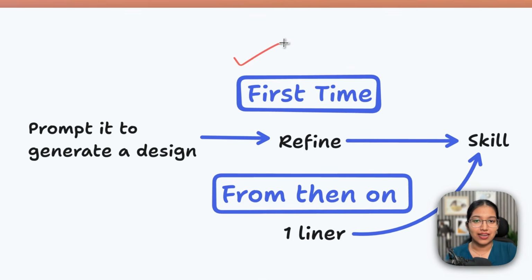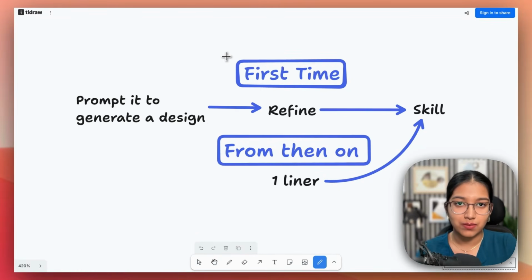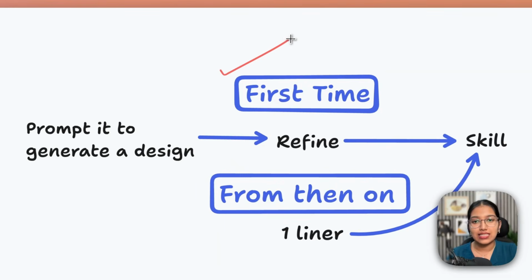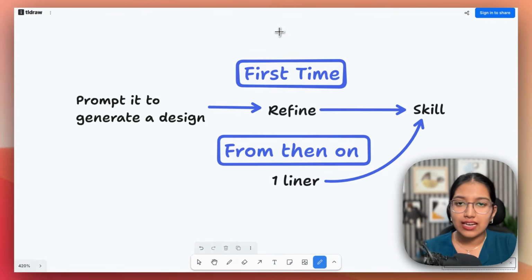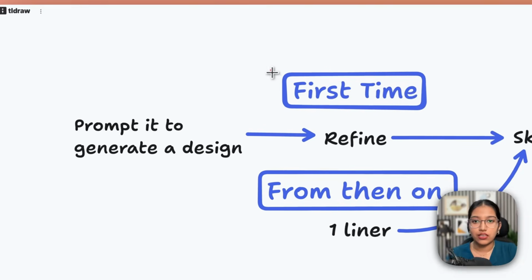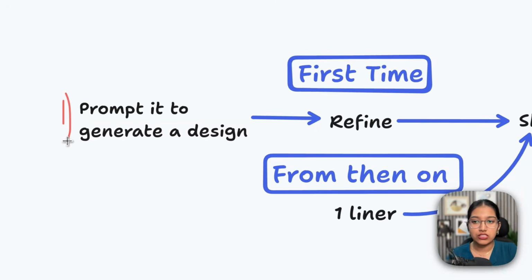Now, to work smartly and to save our time moving forward, this is the strategy that we will be using every time we generate a new design. This is applicable for images, videos, landing pages, ad creatives, anything you want to generate with Claude Code regarding design, you follow this. The first time you're generating that, you have to obviously prompt it.